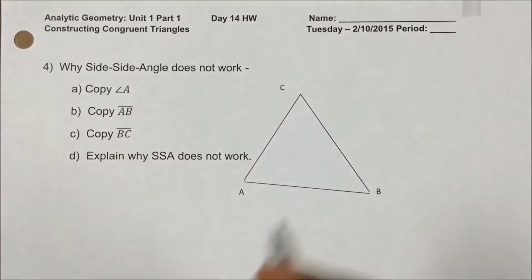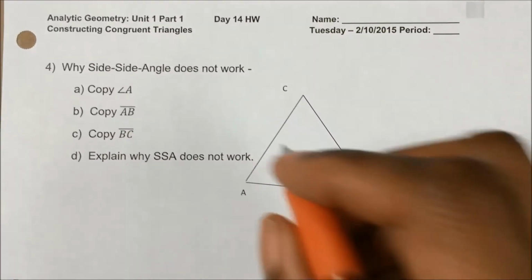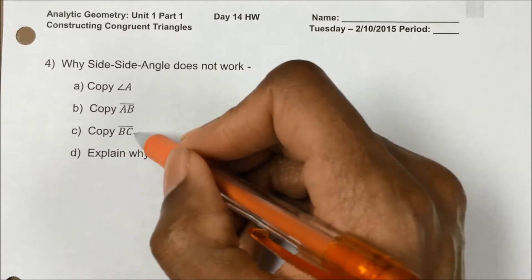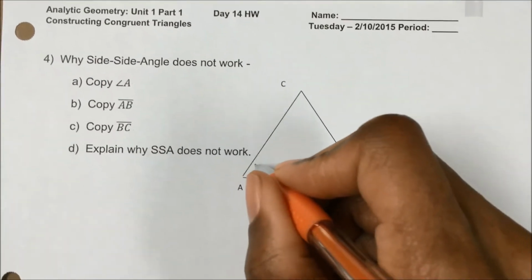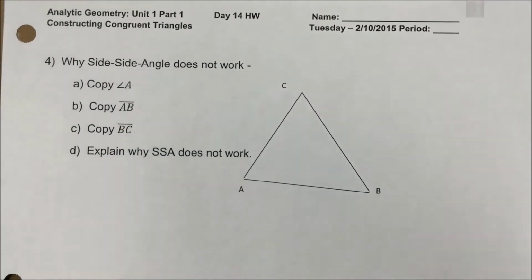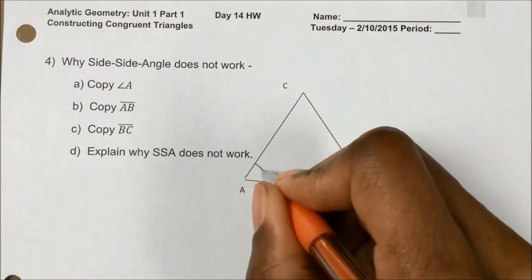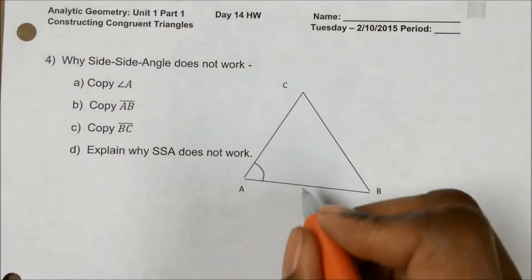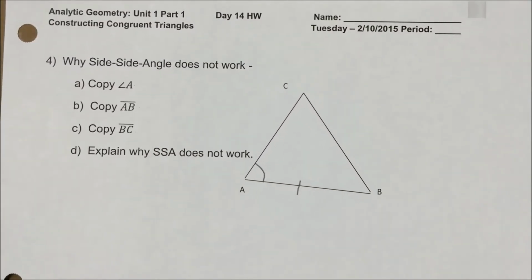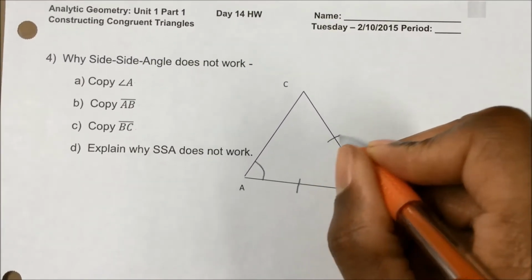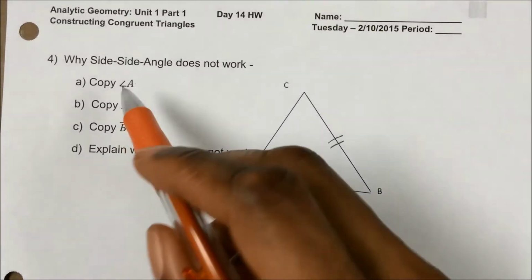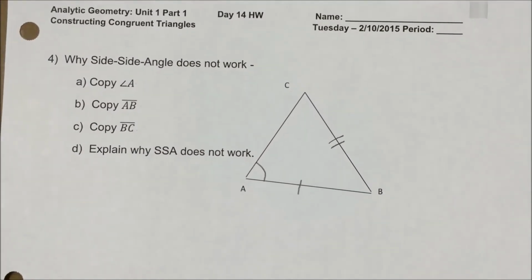Okay, so side-side angle. So I see they say copy angle A, copy AB, copy BC. So when they say side-side angle, they must be talking about angle A, must be our angle, and AB must be our side, and BC must be another side. Okay, so let's start by copying angle A.